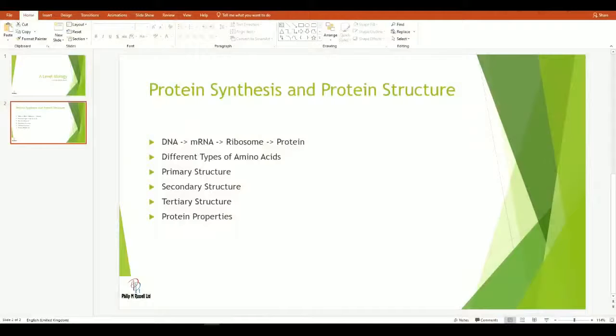I want to have a look at basically getting everything from DNA to the protein, having a look at the different types of amino acids, and then going on and looking at the primary structure, the secondary structure, tertiary structure, and we'll probably talk about quaternary as well, and the basic properties of proteins. So hopefully this will cover bits and pieces for all the different syllabuses and all the topics. So there we are, there's the plan. Let's have a go and get into what we're going to have a look at.